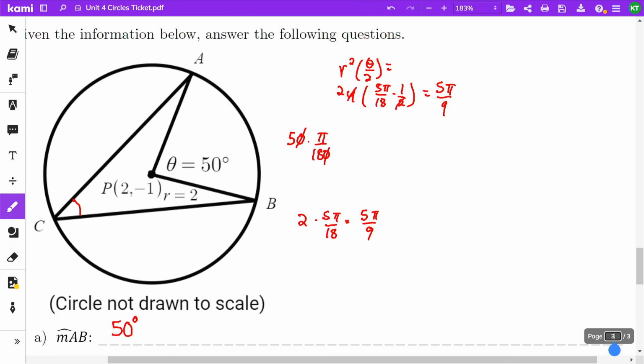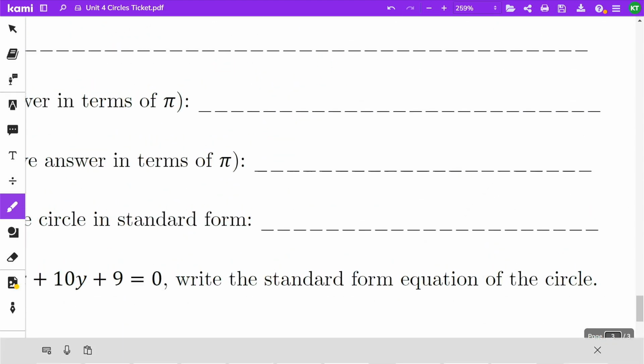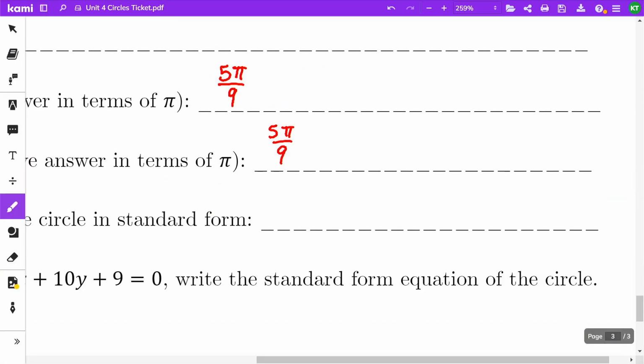And then lastly, for this part, we're going to go ahead and write the circle equation. Our point in the center is 2 comma negative 1, and my radius is 2. So plugging that into our circle equation, that's just going to be x minus 2 squared plus y plus 1 squared equals 4, because 4 is r squared, r is 2.